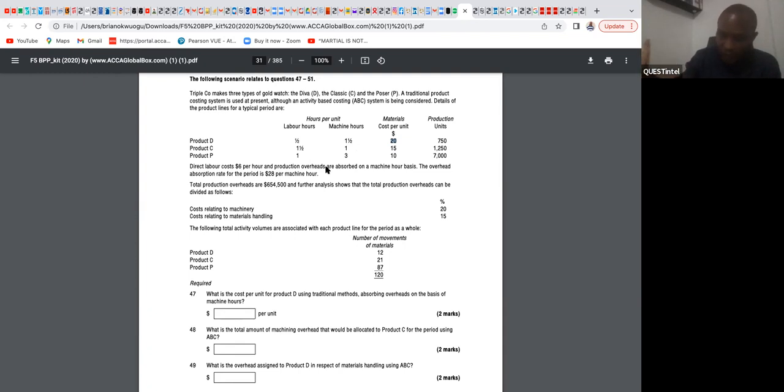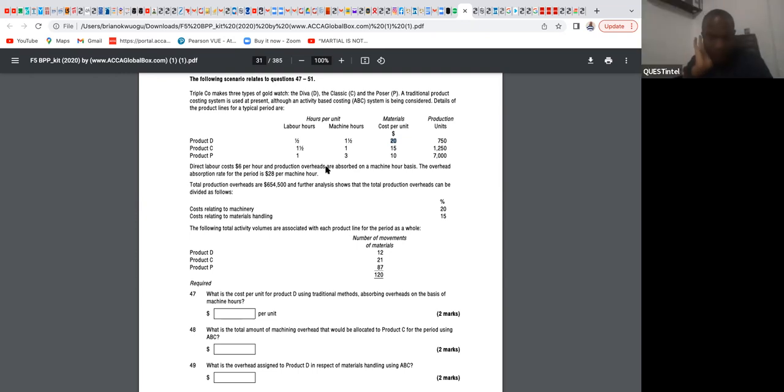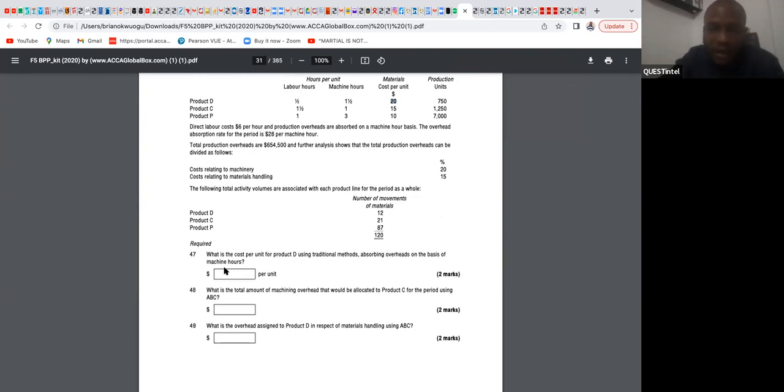The concept of this is not too dissimilar from how we calculated overheads, how we calculated our full cost per unit for Gadget Co. By the time you've done a few questions, you'll be able to spend a little time on it, not jumpy, just focus on it and you'll see that they're doable. So we got our first question, our cost per unit for product D. Now, 48 says, what's the total amount of machining overhead that would be allocated to product C for the period using ABC?